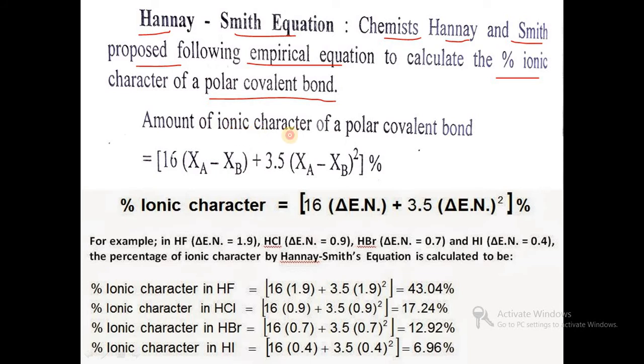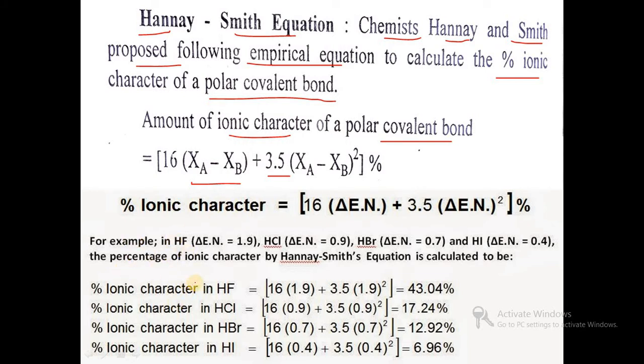So the amount of ionic character of a polar covalent bond is equal to 16 multiplied by the electronegativity difference between atom A and atom B, plus 3.5 times the square of the electronegativity difference between atom A and B. So this is the amount. By using this equation, we can calculate percentage ionic character. There are several examples.